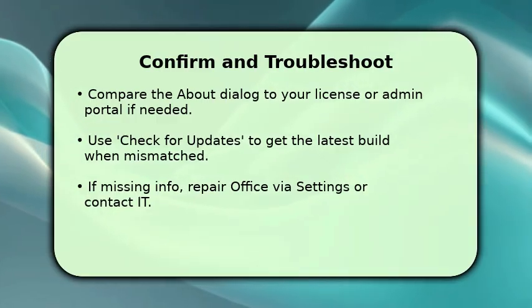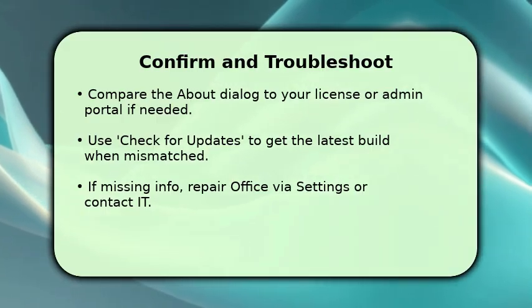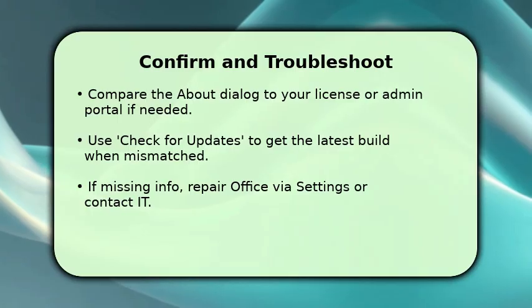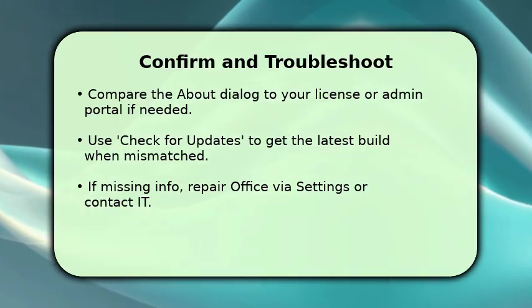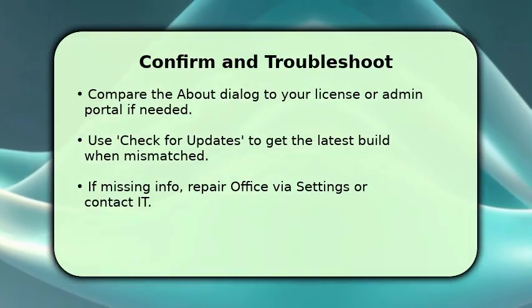If the About dialog shows limited details or the app won't update, run a quick Office repair from Windows Settings, Apps, Microsoft 365, Modify, or ask IT to verify tenant-level policies. Remember, update.